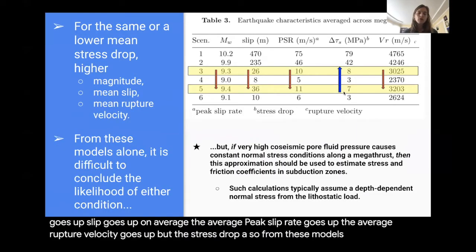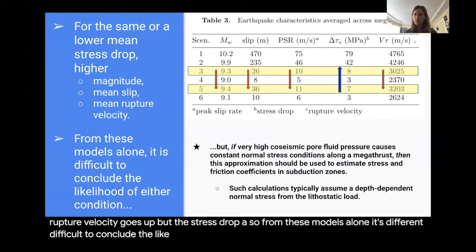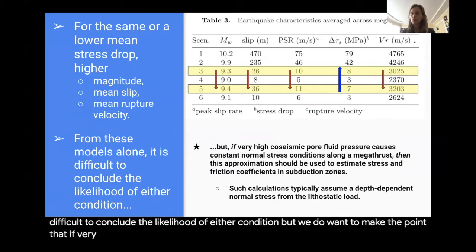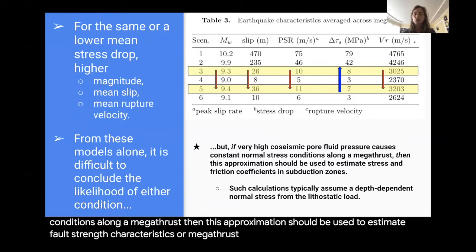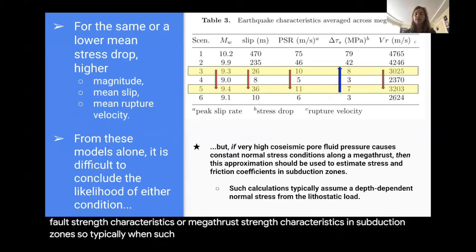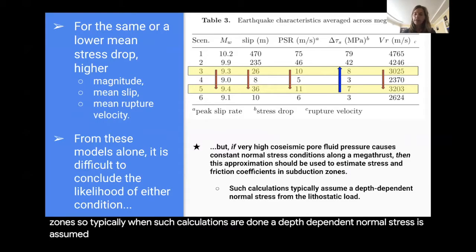So from these models alone, it's difficult to conclude the likelihood of either condition, but we do want to make the point that if very high coseismic pore fluid pressure does cause constant normal stress conditions along a megathrust, then this approximation should be used to estimate fault strength characteristics or megathrust strength characteristics in subduction zones. So typically when such calculations are done, a depth-dependent normal stress is assumed. And this may be causing incorrect assumptions about the strength of the megathrust.